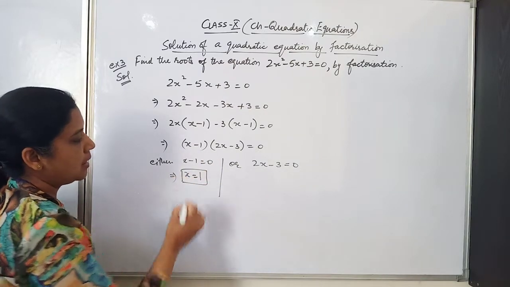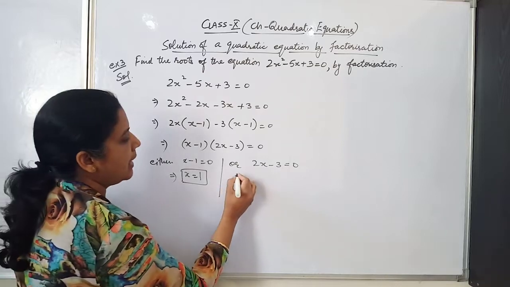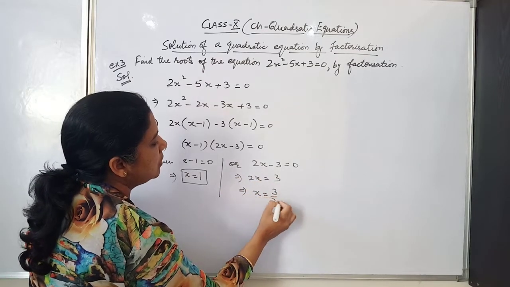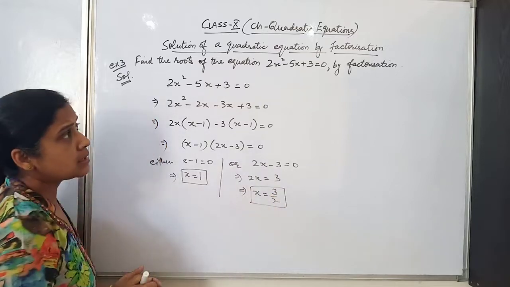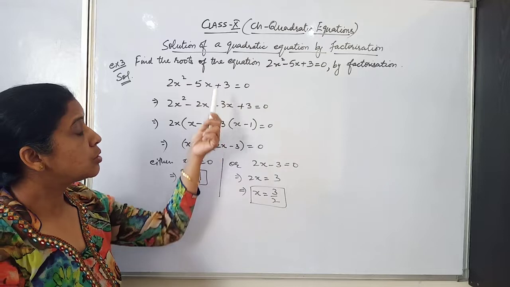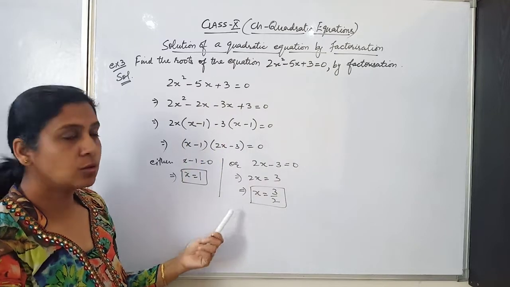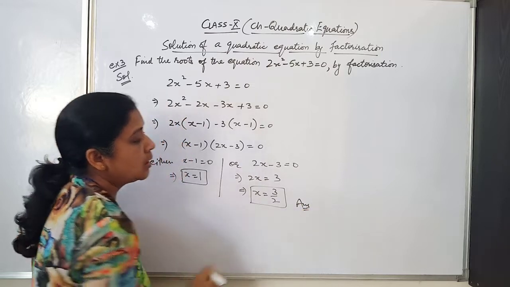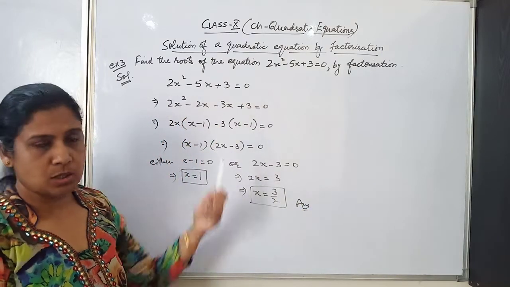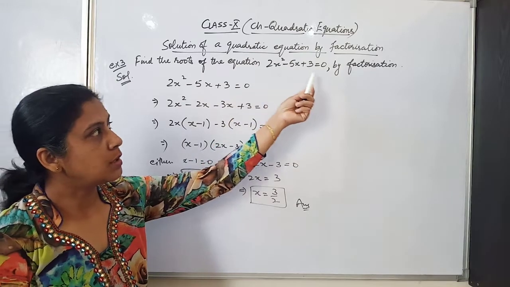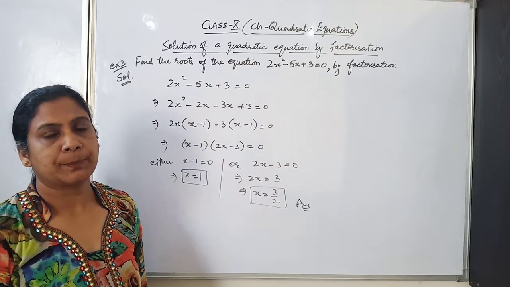This gives us x is equal to 1 and this gives us x is equal to 3 by 2. Since it was a quadratic equation, so it was in degree 2, so it could have two roots. So I have got two solutions of x, and if you want to verify these two roots, you can put it in the given equation and check for the LHS value should be equal to the RHS value.